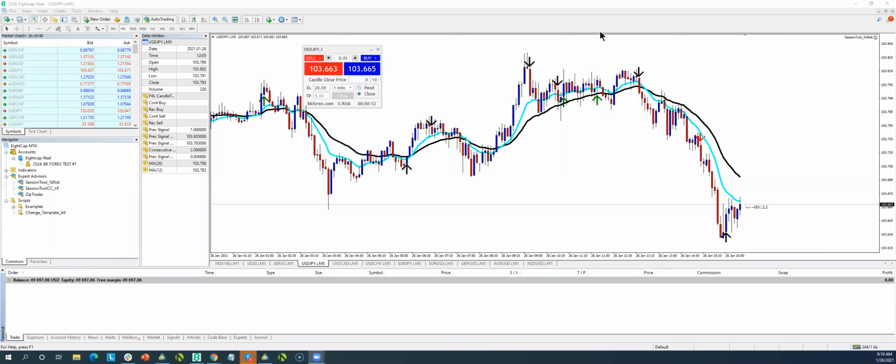All right, let me try to share my screen here. Share screen. Screen 2. Share. Looking good. Share sound.